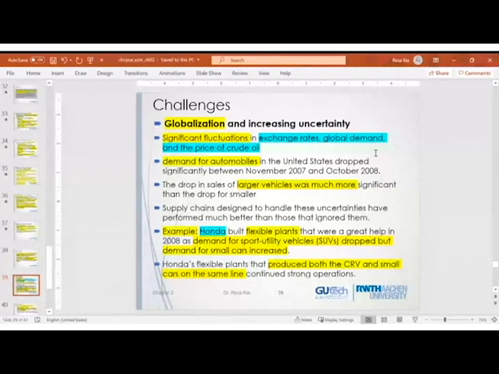So in a Honda plant, they have the flexibility to produce small and medium-sized vehicles together. And by having this flexibility, they managed to tackle that uncertainty and the drop in the market. Honda was a good example of exploiting the flexibility of the plant to shift from one segment to another segment.